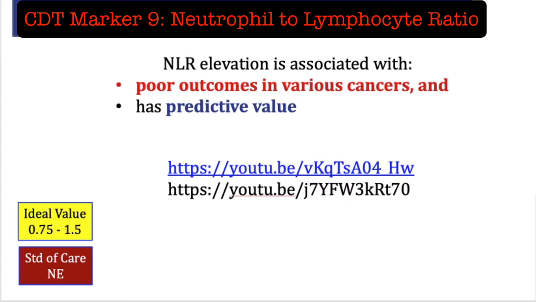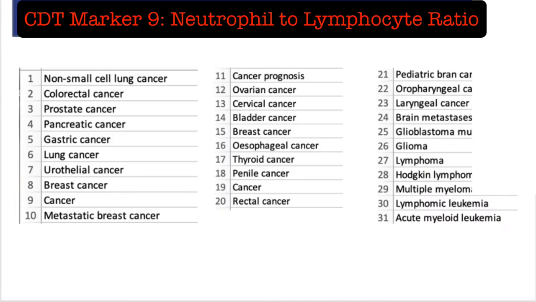So, drum roll, here we are. This is something I did Monday morning in preparation for the noon talk. I looked at neutrophil to lymphocyte ratio, and I didn't even put in a specific type of cancer. I just put neutrophil to lymphocyte ratio in cancer and scanned down the search results from PubMed. So neutrophil to lymphocyte ratio is tied to poor prognosis in at least 31 cancers, probably more. But that took me a half hour to put this list together.